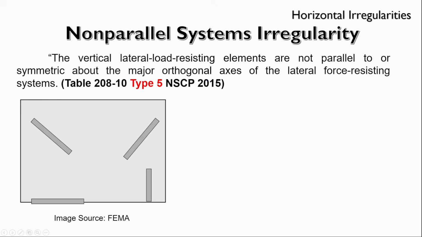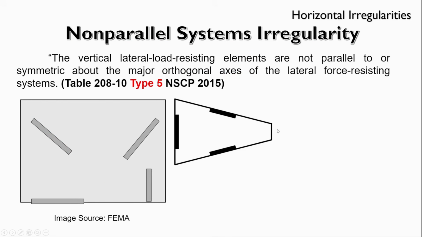As you can see here in the plan, our two orthogonal dimensions are this one and this one. So that is the main orthogonal. We have this shear wall that is not parallel with the orthogonal axis. If we can find vertical load resisting elements, in this case let's say a shear wall, that is not parallel to the orthogonal axis, then we can say that there is a non-parallel systems irregularity.